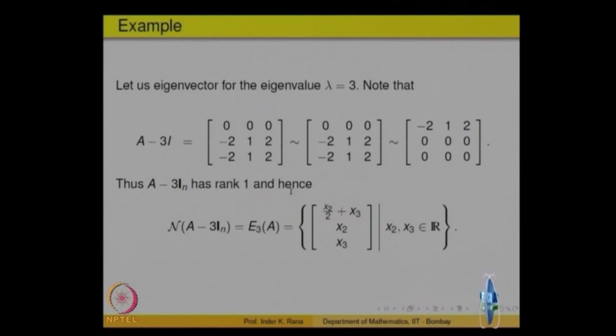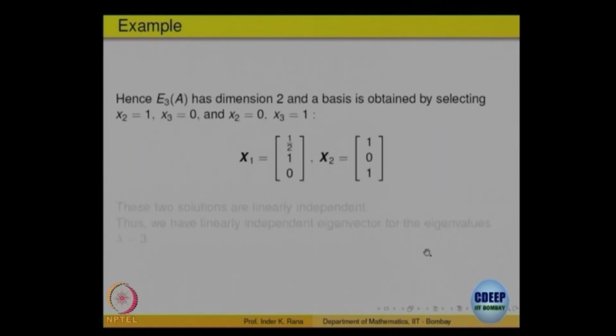So rank is 1. So what is the null space? You can give x2 and x3 arbitrary values, and find x1 in terms of x2 and x3. That is how you write it. It consists of all vectors of this form where x2 and x3 are arbitrary. That is writing the null space. And this gives you the dimension equal to 2, and then we find the basis.